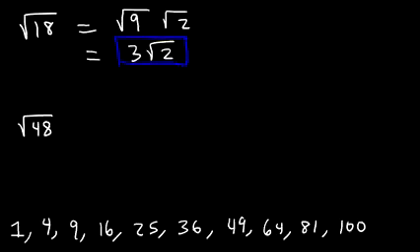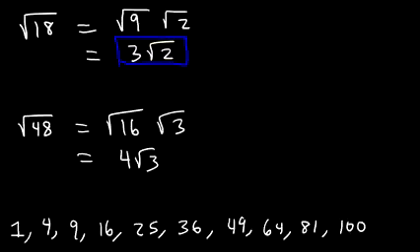Now let's do the same for 48. What perfect squares go into 48? 4 can go into it, and 16 can go into it. When you have two perfect squares that can go into 48, you want to choose the larger of the two values. 48 divided by 16 is 3. So you want to break down 48 into 16 and 3. The square root of 16 is 4, and so it simplifies to 4 square root 3.